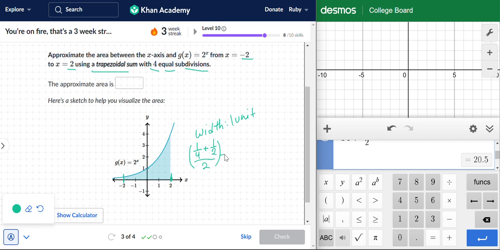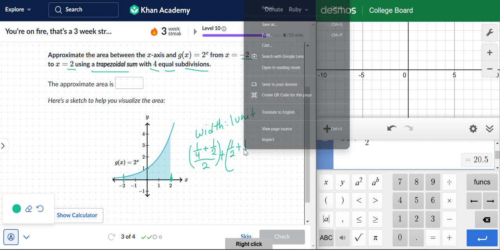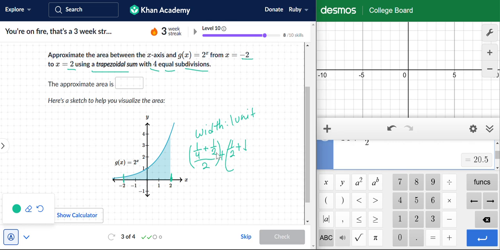I'm going to let the calculator do all the work. And then we have 1/2 plus 1, divided by 2. And then we have 1 plus 2 divided by 2. And that's a plus sign here. Plus 2 plus 4 divided by 2. And I got this 1 because 2 to the 0th power is 1. Then this 2 is because 2 to the 1st power.